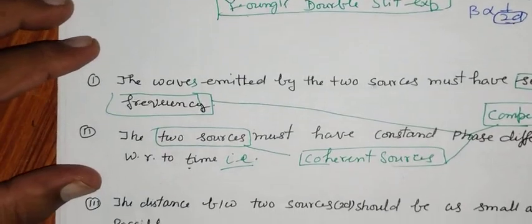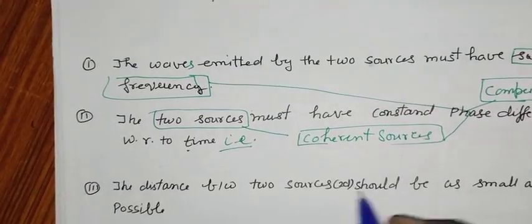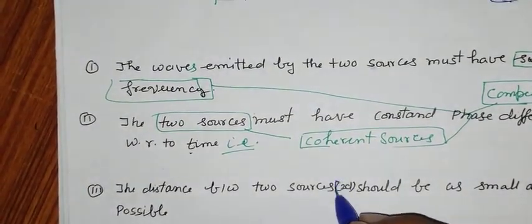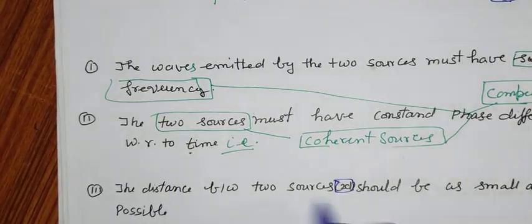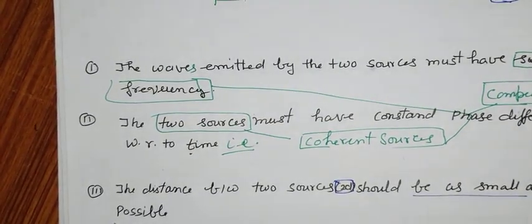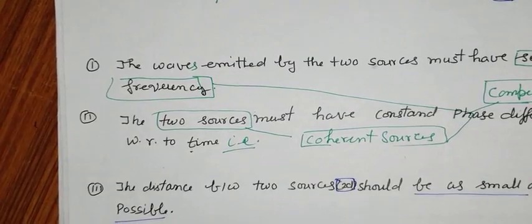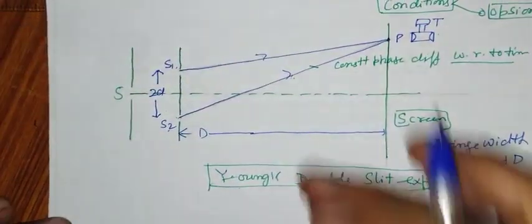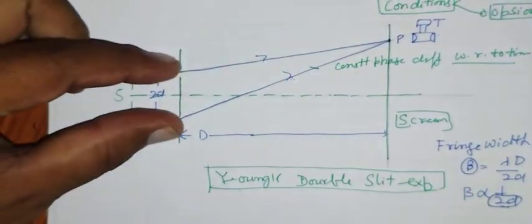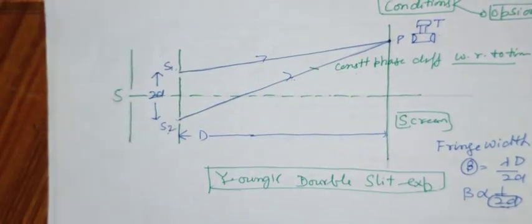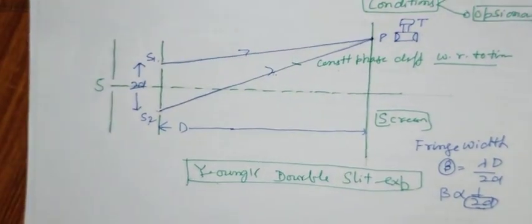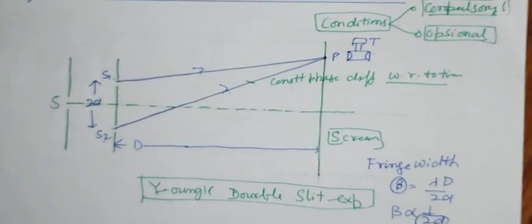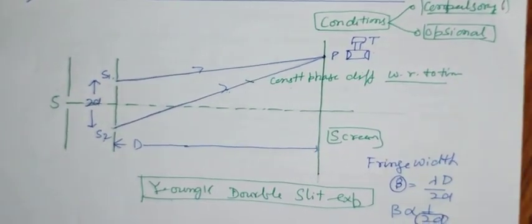See the third condition: this distance 2d should be as small as possible in the experiment. This distance must be kept as minimum as possible. This is the third condition, but the first optional condition in this case.